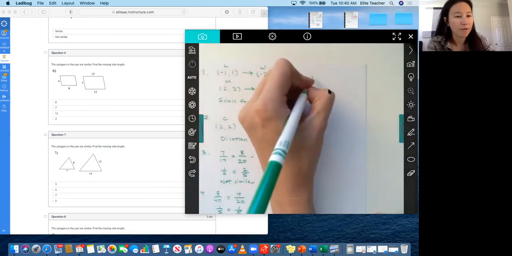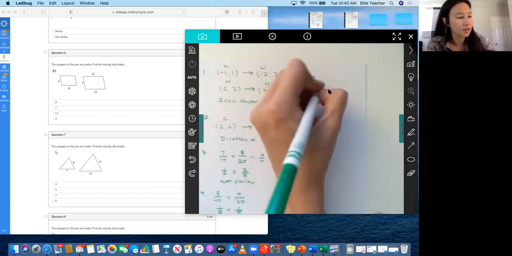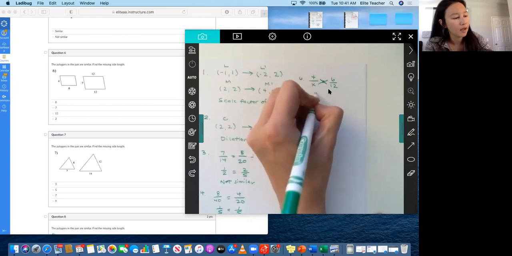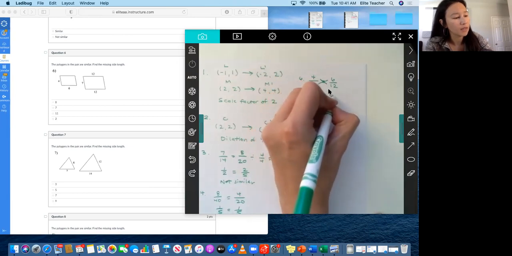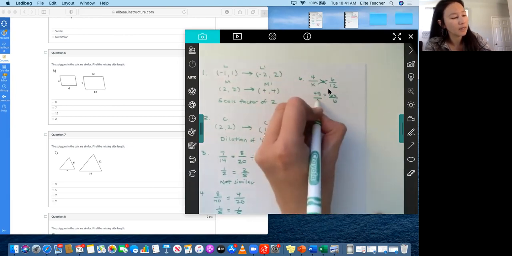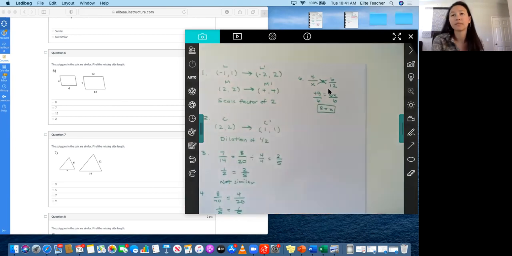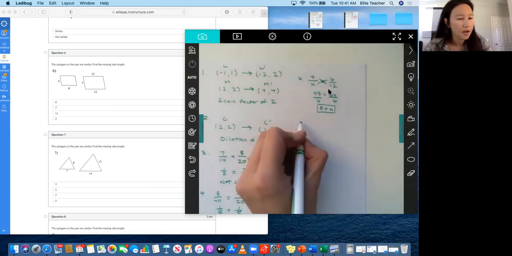So we could also say 4 over x equals 6 over 12. And then we would cross multiply. 48 equals 6x. And when we divide by 6, 8 equals x. Okay, go ahead and do number 7.